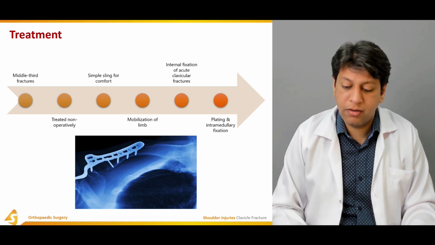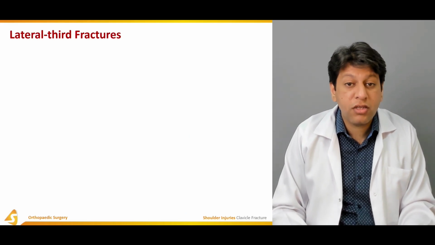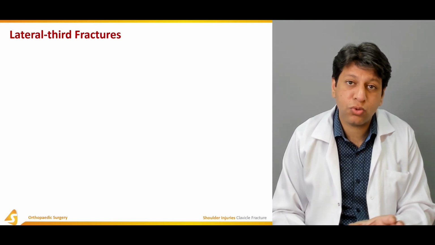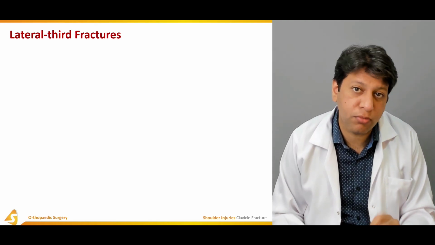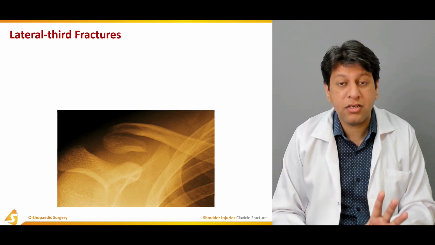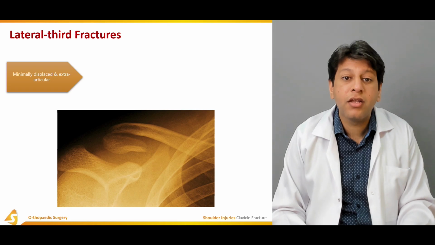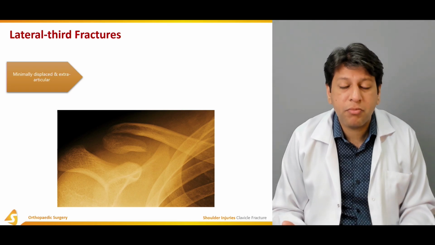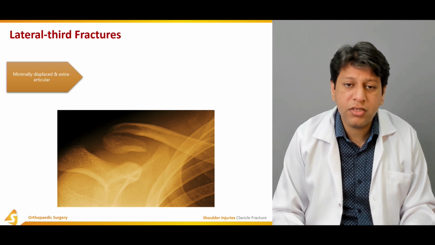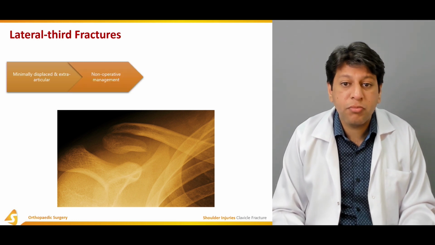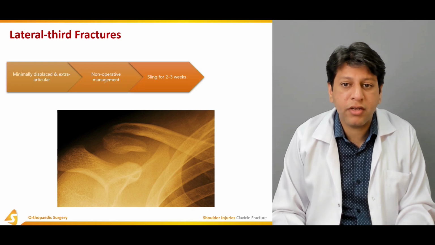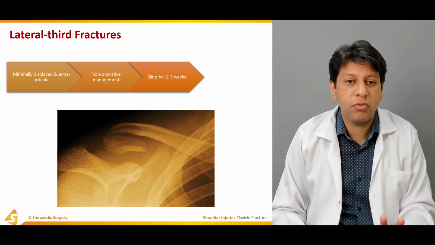Now coming to the lateral third fractures, why are they important? Because they are the ones which are actually associated with acromioclavicular joint problems. So they have to be dealt with in a separate category, and there is a Neer classification for that. In a simple way, we can make it minimally displaced or extra-articular. If they are extra-articular and minimally displaced, the treatment is usually non-operative, and that is a sling for 2 to 3 weeks.